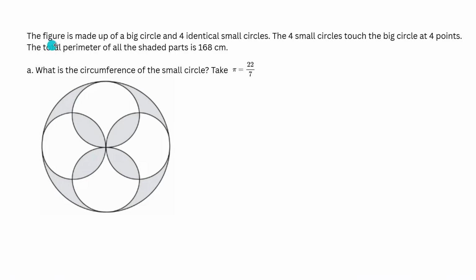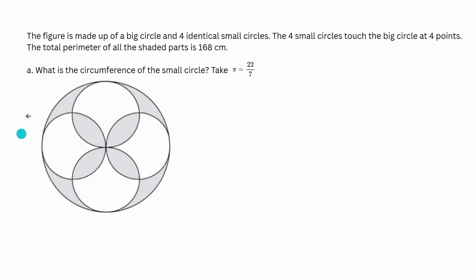circular patterns. The figure is made up of a big circle and four identical small circles. The small circles touch the big circle at 4 points. The total perimeter of all the shaded parts is 168 centimeters. What is the circumference of the small circle? So you can look at it.